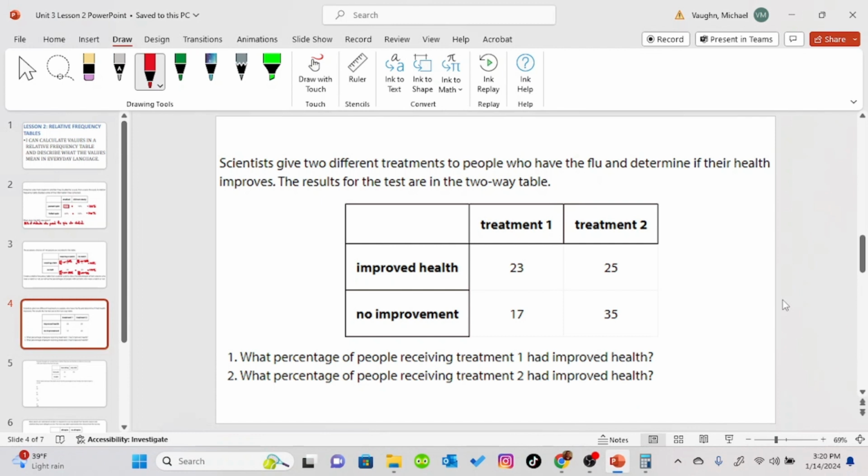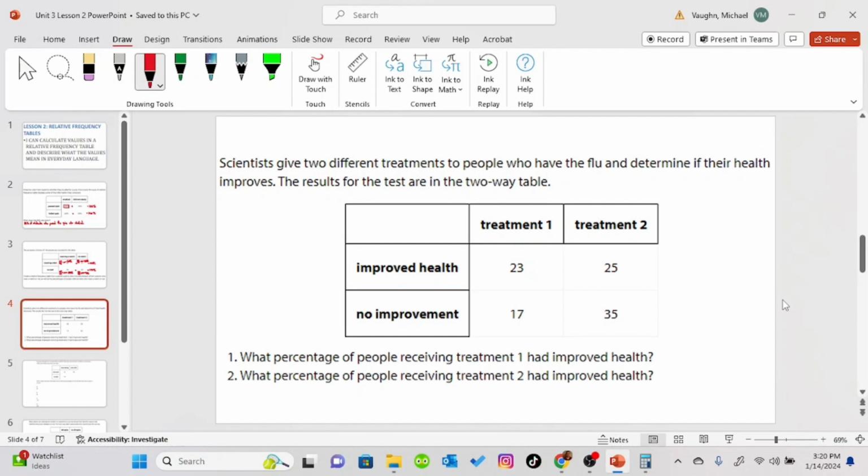Scientists give 2 different treatments to people who have the flu and determine if their health improves. The results for the test are in the two-way table. We see that we have rows, improved health and no improvement, and we have columns, treatment 1 and treatment 2. Number 1, what percentage of people receiving treatment 1 had improved health?